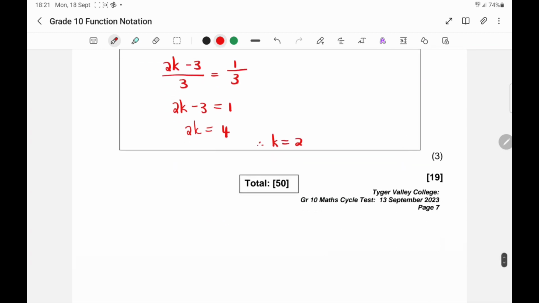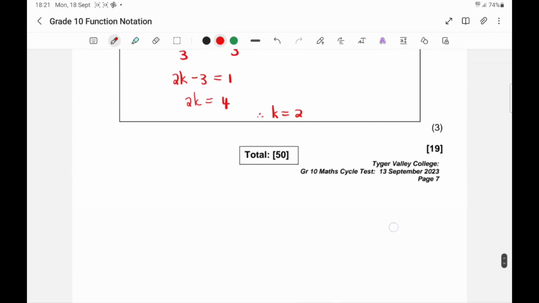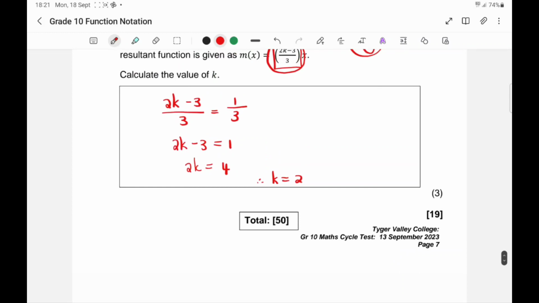Hope it makes sense. Okay, thank you so much for watching, grade 10s. This is a good revision before you go into the exams, especially with function notation, and just remind yourself about all those straight line questions.